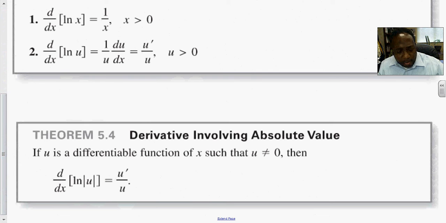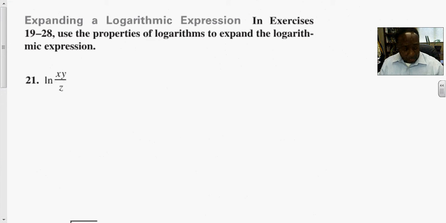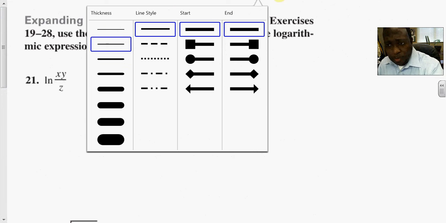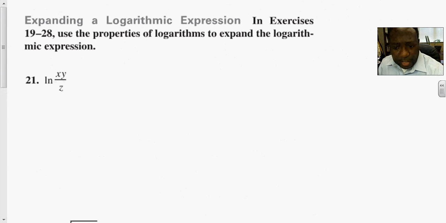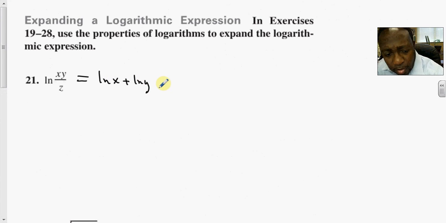Let's look now at some problems. We start with the algebra as a review, and then we look at some derivatives. I won't take much of your time. So we want to expand this out. So this is the natural log of x plus the natural log of y minus the natural log of z. Do you remember that?